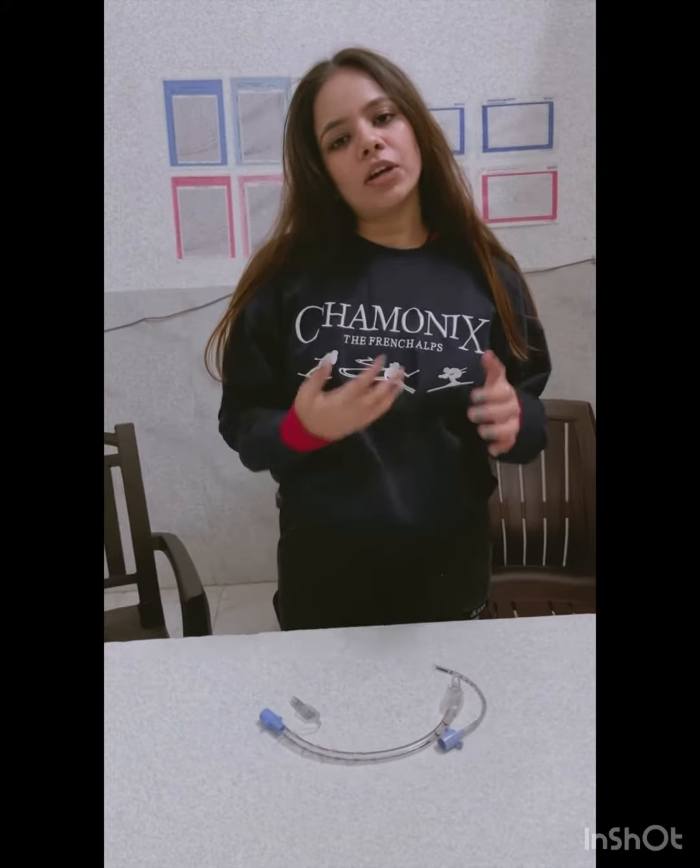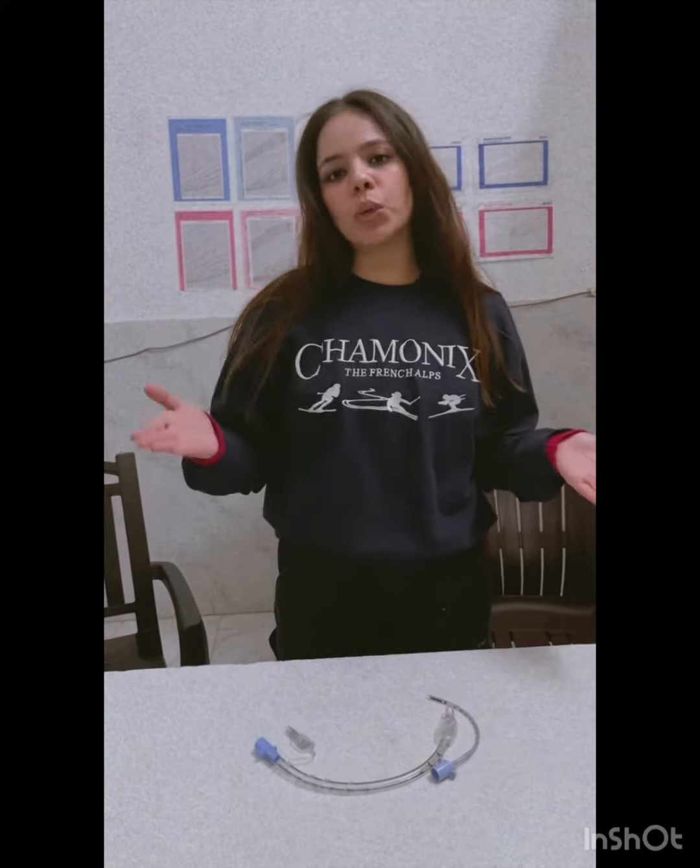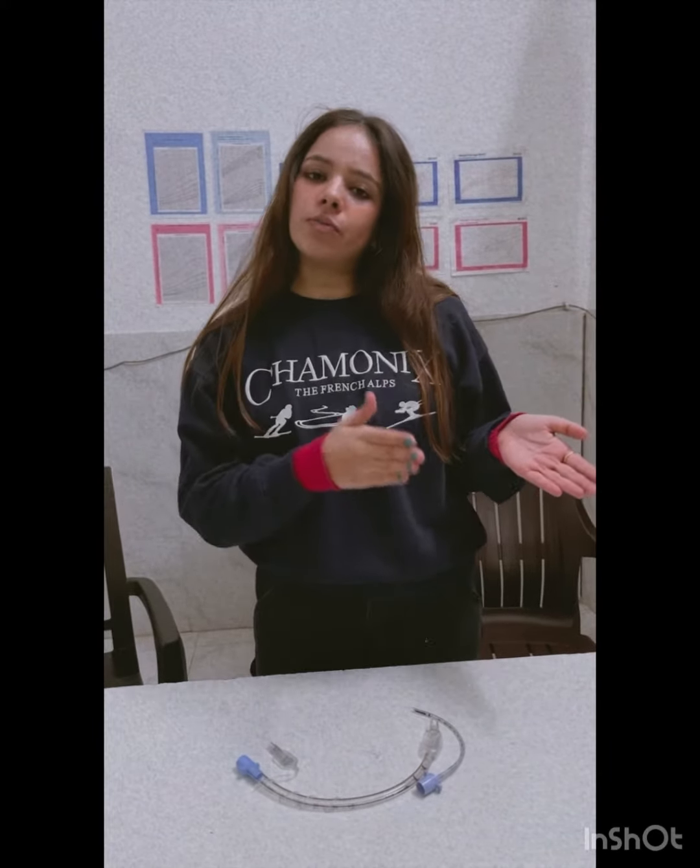Moving on to the size of the endotracheal tube, it depends upon the weight of the baby. If the weight of the baby is less than 1 kg, then we use the size of 2.5. If the weight is between 1 to 2 kg, then we use the size of 3. If the weight is between 2 to 3 kg, then we use the size of 3.5. And if the weight is more than 3 kg, then we use the size of 4.